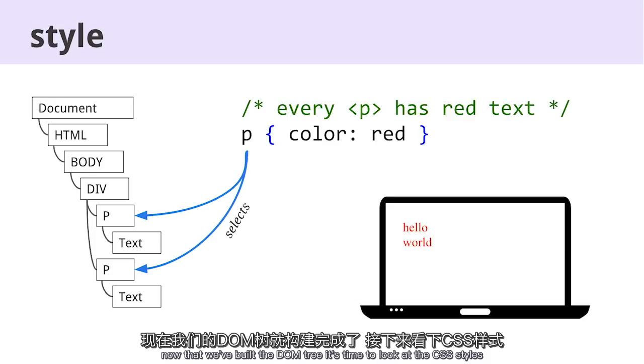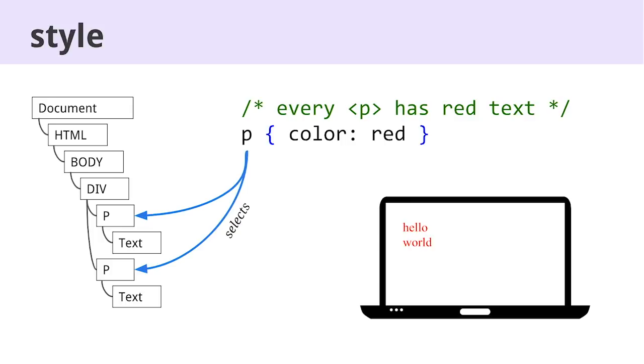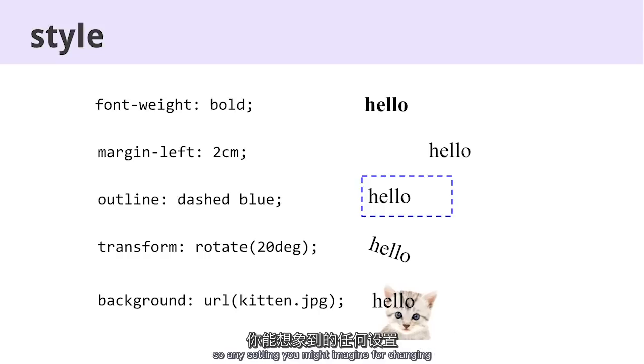Now that we've built the DOM tree, it's time to look at the CSS styles. Remember, CSS has selectors and properties. So a CSS selector selects a subset of DOM nodes that its property declarations should apply to. In this case, that's the 2 paragraph elements. And style properties are the control knobs that web authors use to customize the rendering of DOM elements. So any setting you might imagine for changing formatting or colors or margins or positioning, there's probably a style property for it.